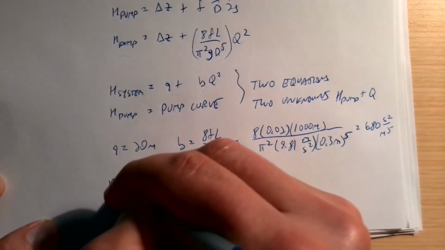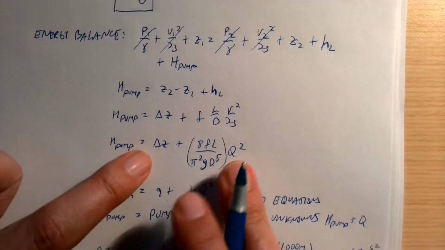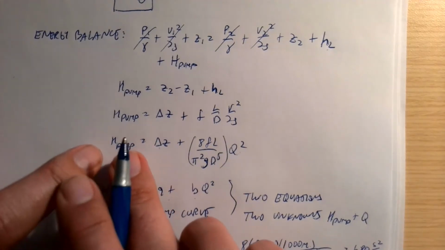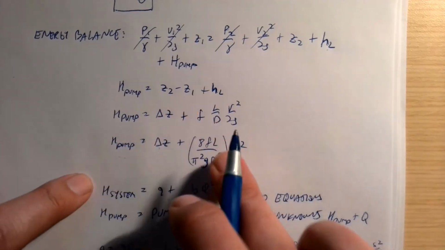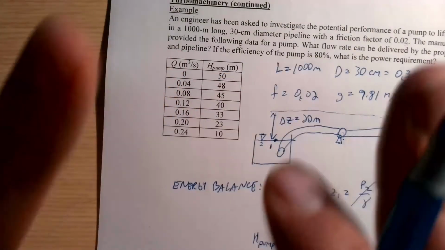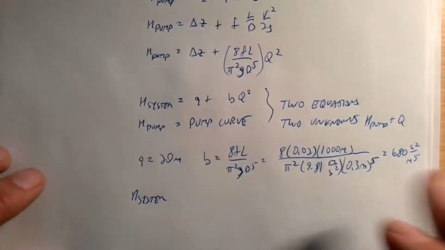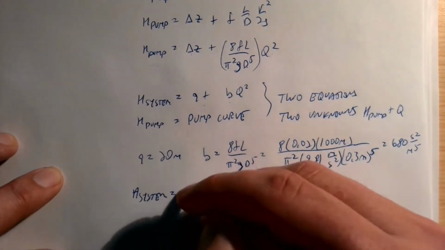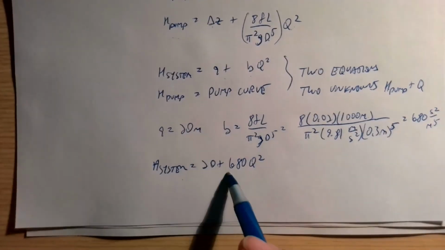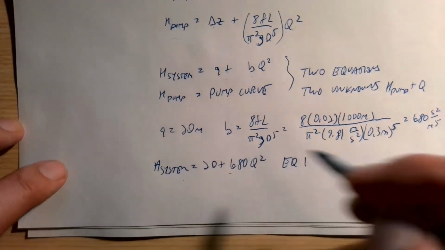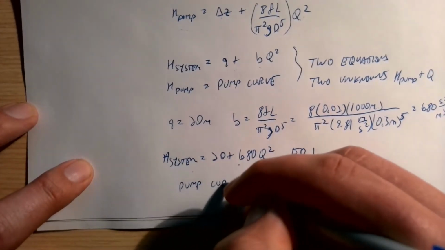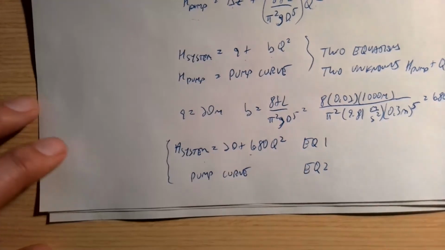So our system curve, which is the right-hand side of this equation, which corresponds to the friction losses, has to be equal to our pump curve. And remember that this is not a constant. Don't think that this is the pump curve over here. This is the system curve. The pump curve is this tabulated value. So two equations and two unknowns. Okay, so H system is 20 plus 680 Q squared. So here's one equation, equation 1, and then equation 2 is the pump curve. Okay, two equations and two unknowns.